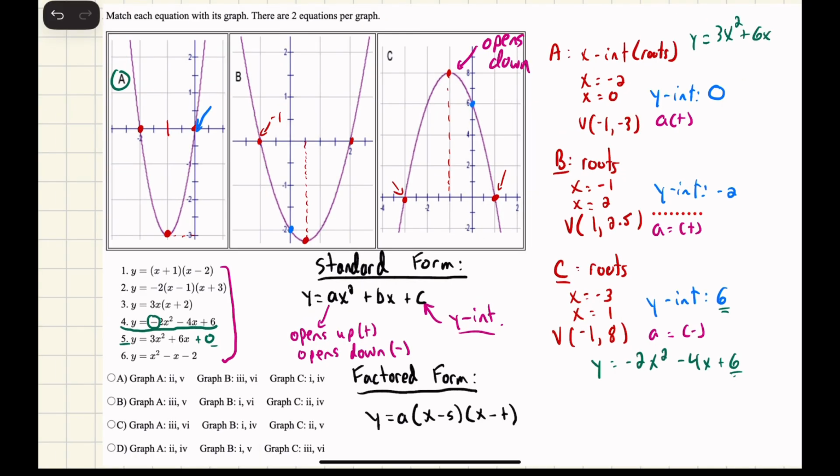And then when we look at graph B, which has a y-intercept of -2, we're looking for a function that has the C value of -2, which we could see here, and it should also have a positive A value since it also opens up here. And so equation 6 matches graph B, so I'm going to put that here.